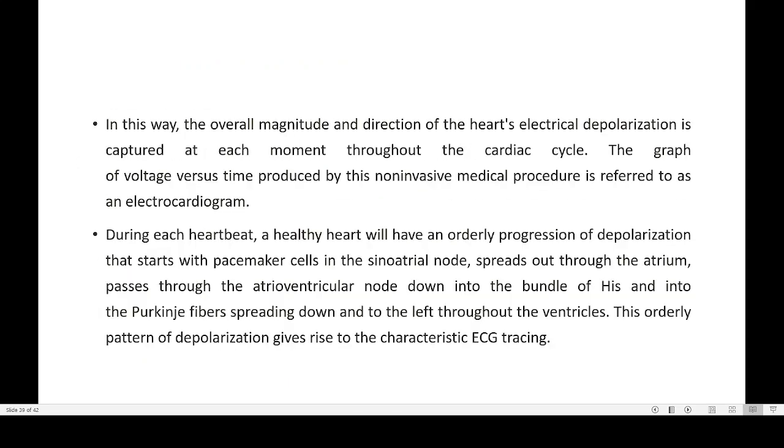So in this way, the overall magnitude and direction of our electrical depolarization is captured at every moment through the cardiac cycle. Cardiac cycle means one contraction and one relaxation constitute a cardiac cycle. So what is happening to the heart during one contraction and one relaxation can be calculated by this method. The voltage versus time produced by this non-invasive medical procedure is referred to as an electrocardiogram.